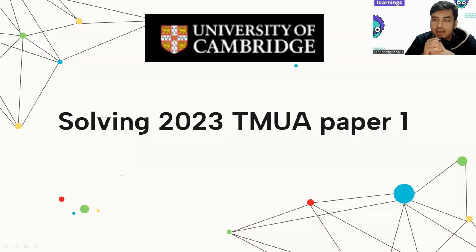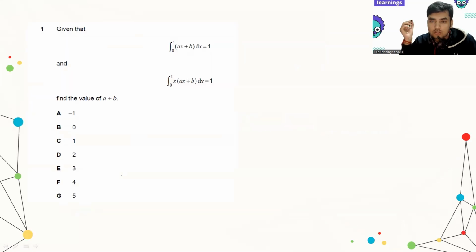TMU Paper 1, and I have selected it for the year 2023. And this Paper 1 is also called the mathematical reasoning paper. So let's go ahead with it.